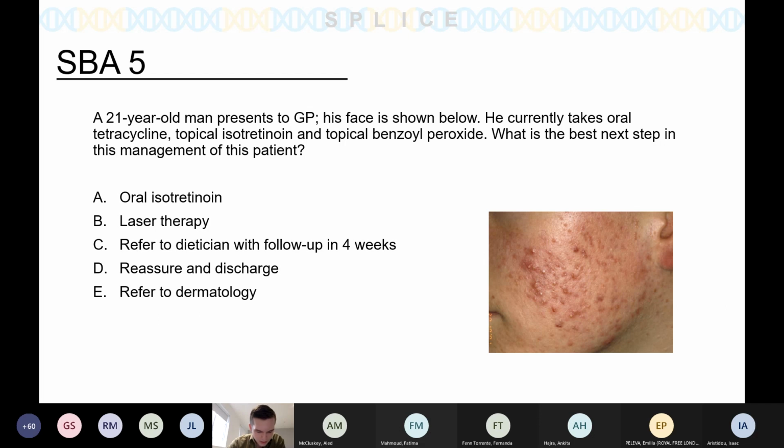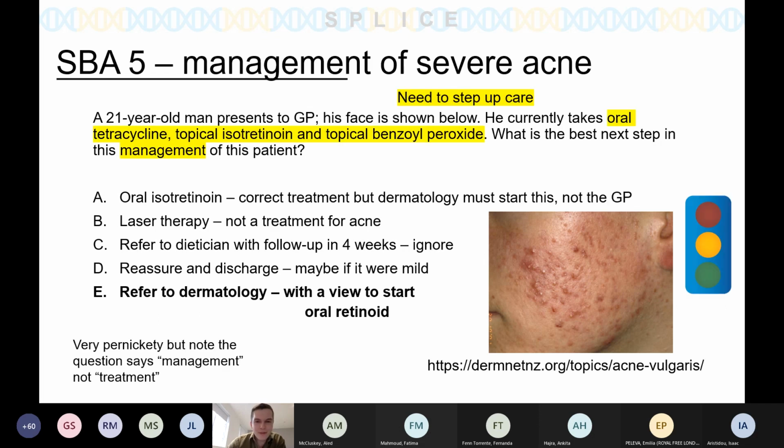Right, so let's see what you've all put. Nice. I'm trying to catch you guys out with this one, and you're all a bit too good for me. So you recognise that this is severe acne, so it's got inflammatory lesions and needs to be treated with an oral retinoid, which is not something that a GP would start. Maybe a bit of a fine point, but you need to be able to recognise when a condition goes from primary care to secondary care, which most of you did. So anyone who put oral isotretinoin, that's the right treatment, but note that we're talking about management and it's not for the GP to manage at this point.